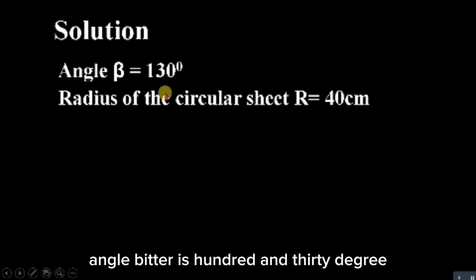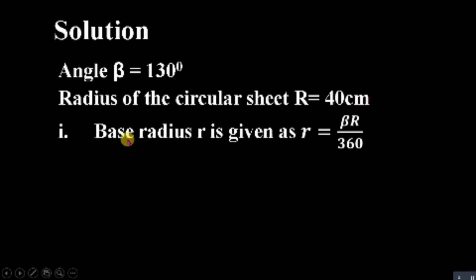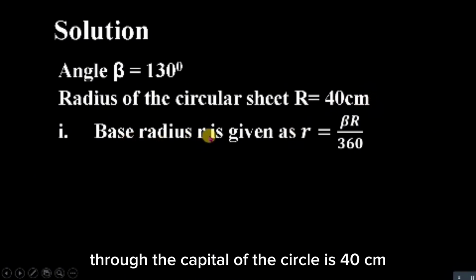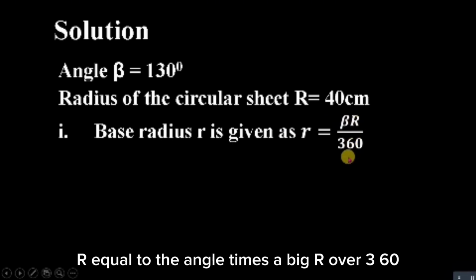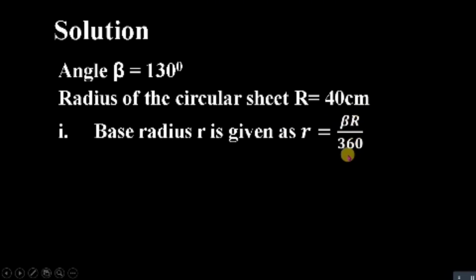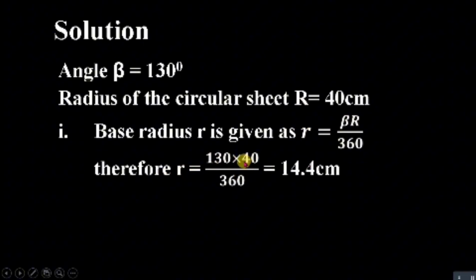Now we get the solution. Angle beta is 130 degrees. The radius of the circular sheet, that is the capital R of the circle, is 40 centimeters. So the base radius r is given as r equals the angle times the big R over 360. Like I said, you can watch my previous video to get how we got the r. Now, just doing substitution, your r is equal to 14.4 centimeters.